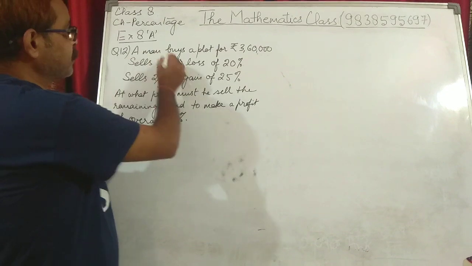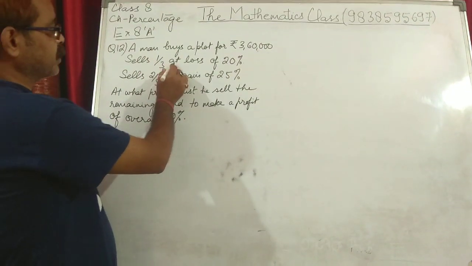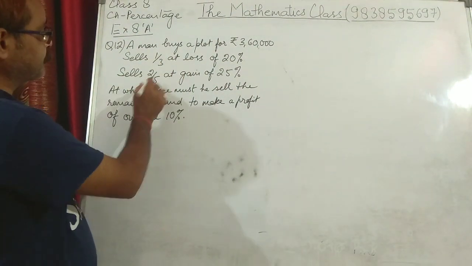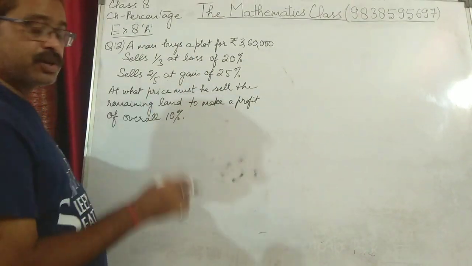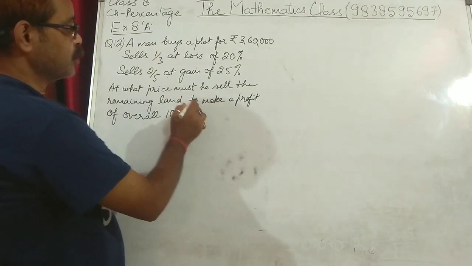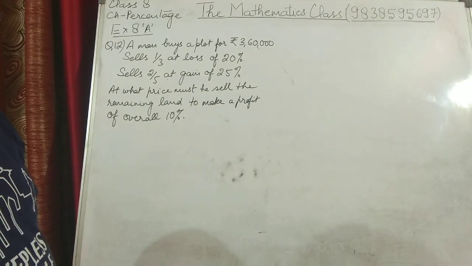What is the question? A man buys a plot for rupees 3,60,000. He sells 1/3 of the plot at a loss of 20%. Then again he sells 2/5 of the plot at a gain of 25%. The question says: at what price must he sell the remaining land so as to make a profit of 10% overall?